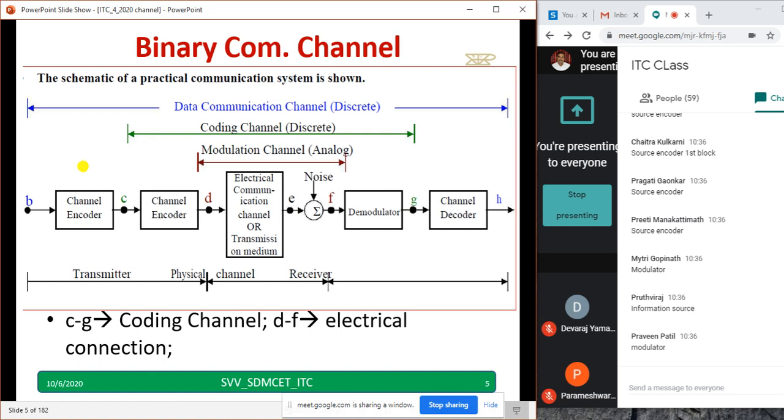This I have taken from the internet as it is. But later I came to know that something is wrong. Then I have made changes. I wrote a modulator. Just read the below whatever you have given. C to G is a coding channel. D to F is an electrical channel. D to F is an electrical connection, and C to G, what you have taken, it is a coding channel. So let us go to the next.